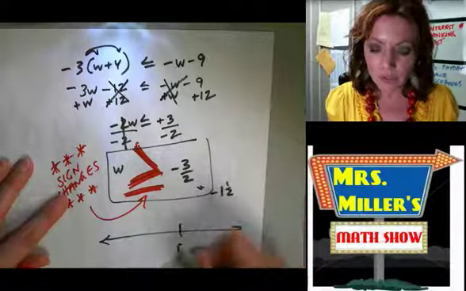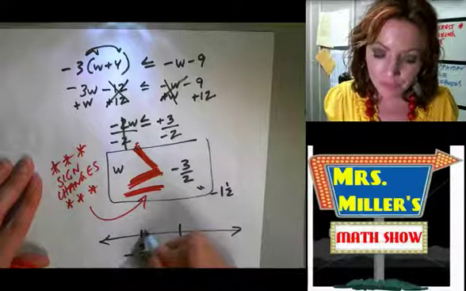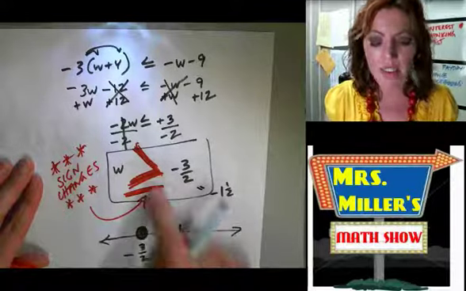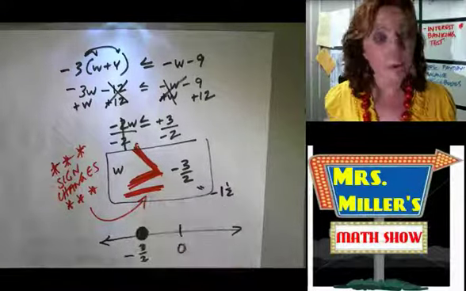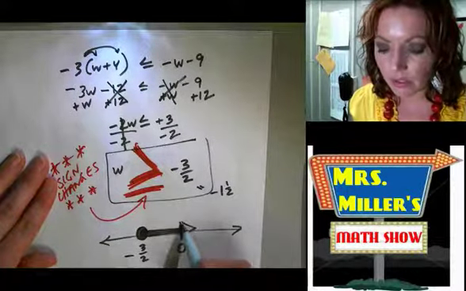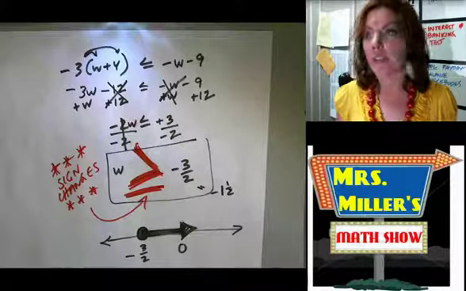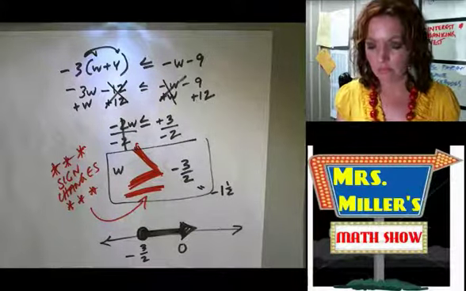So negative 3 halves, negative 1 1/2, that's over here. It's a solid circle because greater than or equal to includes that particular number, and then you're shading everything to the right of negative 3 halves. Okay, questions on that? All right.